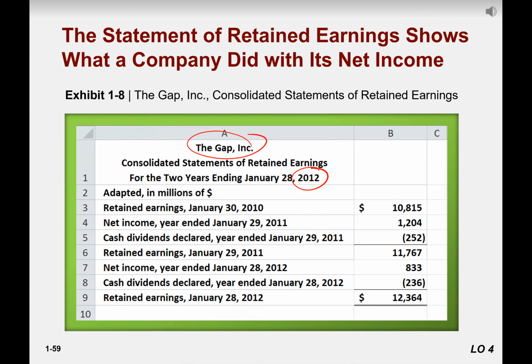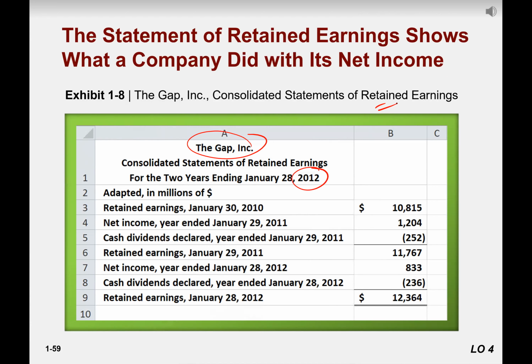Sir, I have a question. Yes? What does opening retained earnings mean? What is the difference between opening retained earnings and just retained earnings? Okay, I will explain after explaining this retained earnings statement here.